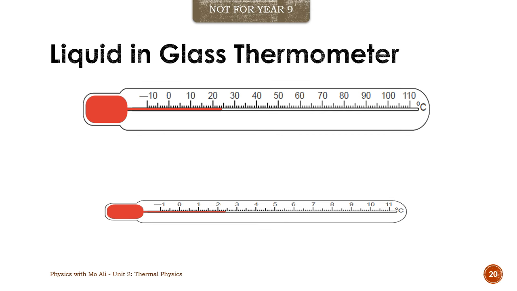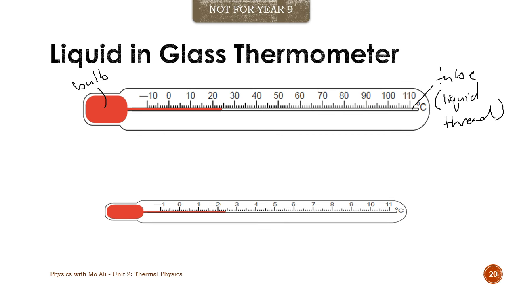Let's move on. This is a liquid glass thermometer. We've seen it many times before. This thing is called the bulb. This is called the tube. Sometimes we call the liquid inside the liquid thread, okay? It doesn't really change anything when it comes to its use, it's just a naming thing.